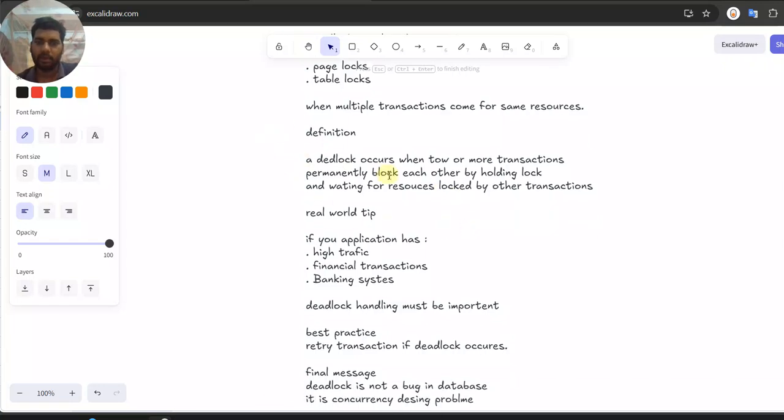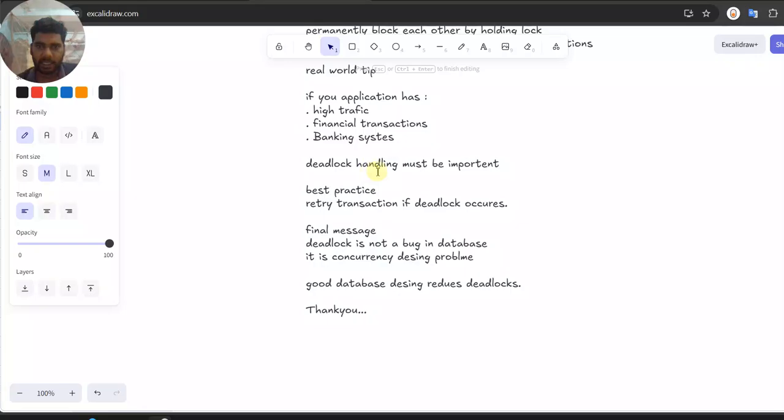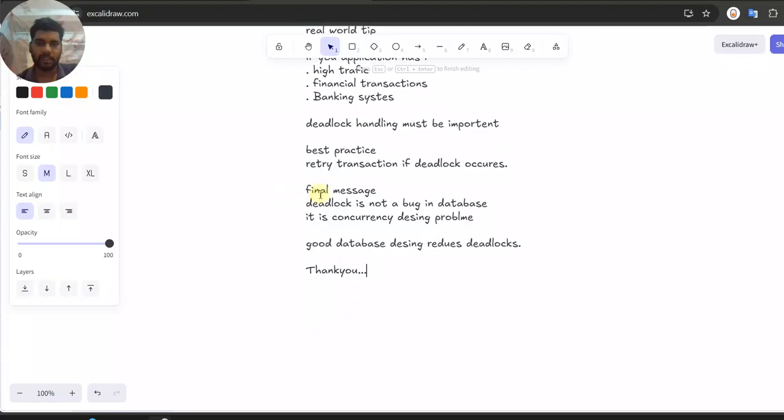Let's take the definition. A deadlock occurs when two or more transactions permanently block each other by holding a lock and waiting for a resource locked by the other transaction. And a real world tip: if your application has high traffic, financial transactions and banking systems, deadlock handling is important. Best practice: use retry transaction if deadlock occurs. Let's take the final message. Deadlock is not a bug. It is a concurrency design problem. Good database design reduces deadlock.